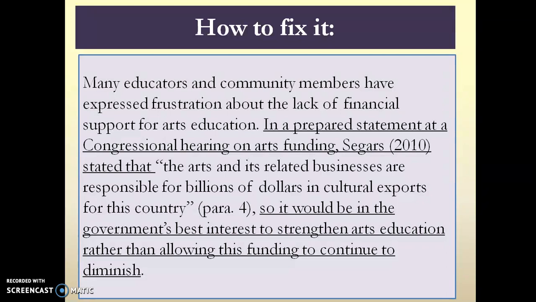Many educators and community members have expressed frustration about the lack of financial support for arts education. In a prepared statement at a congressional hearing on arts funding, Seegers stated that the arts and its related businesses are responsible for billions of dollars in the cultural exports for this country. So it would be in the government's best interest to strengthen arts education rather than allowing this funding to continue to diminish. And I would hope that that paragraph would continue.